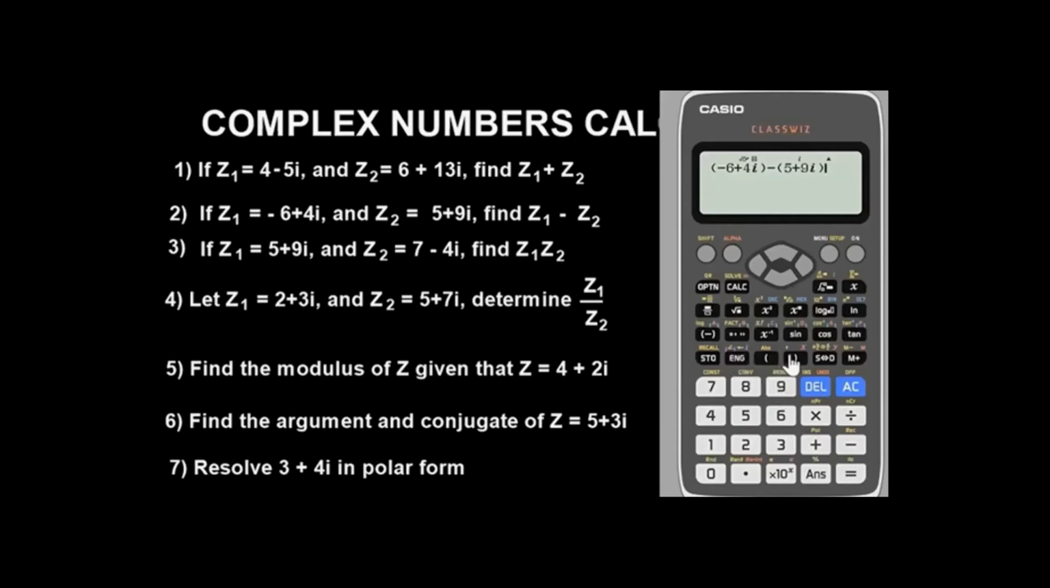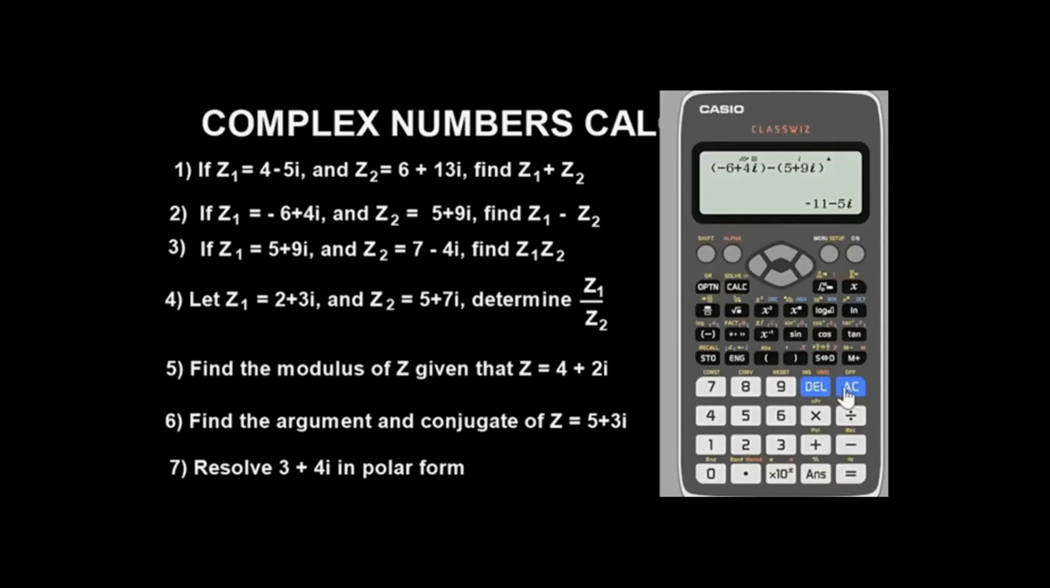That's exactly what we have there, right? So let's press equal to, and so we're going to have minus 11 minus 5i. So that's the answer for question 2. Let's check for question 3, guys.